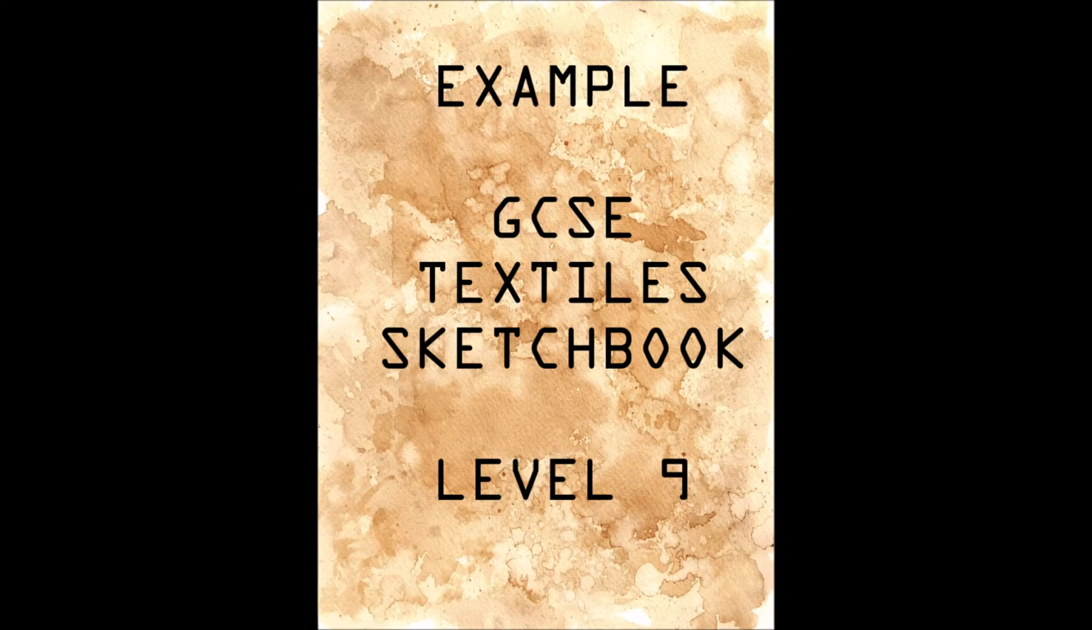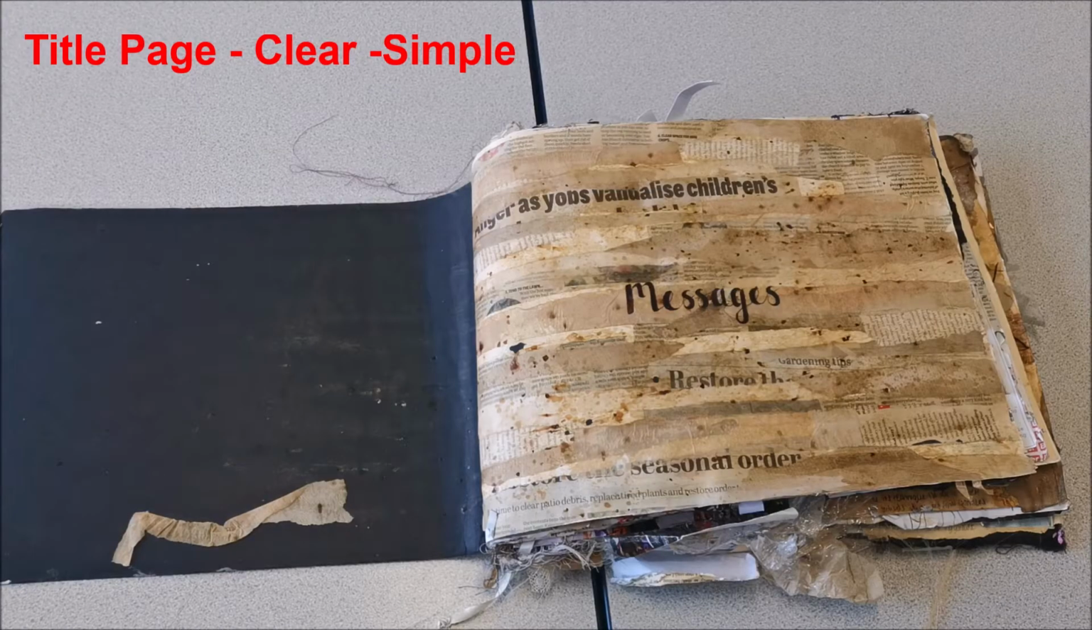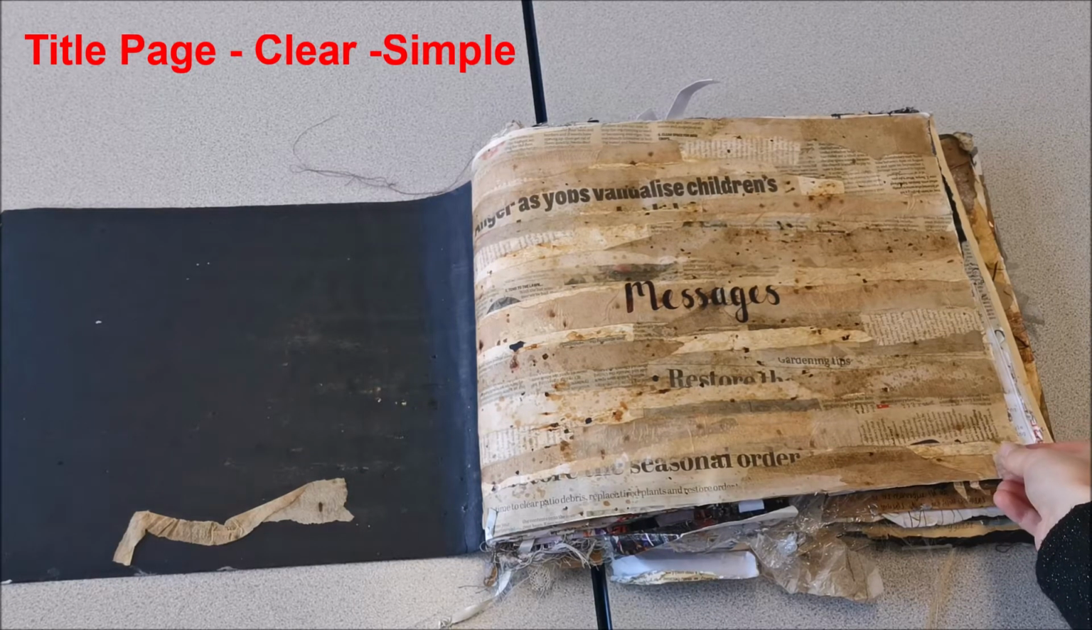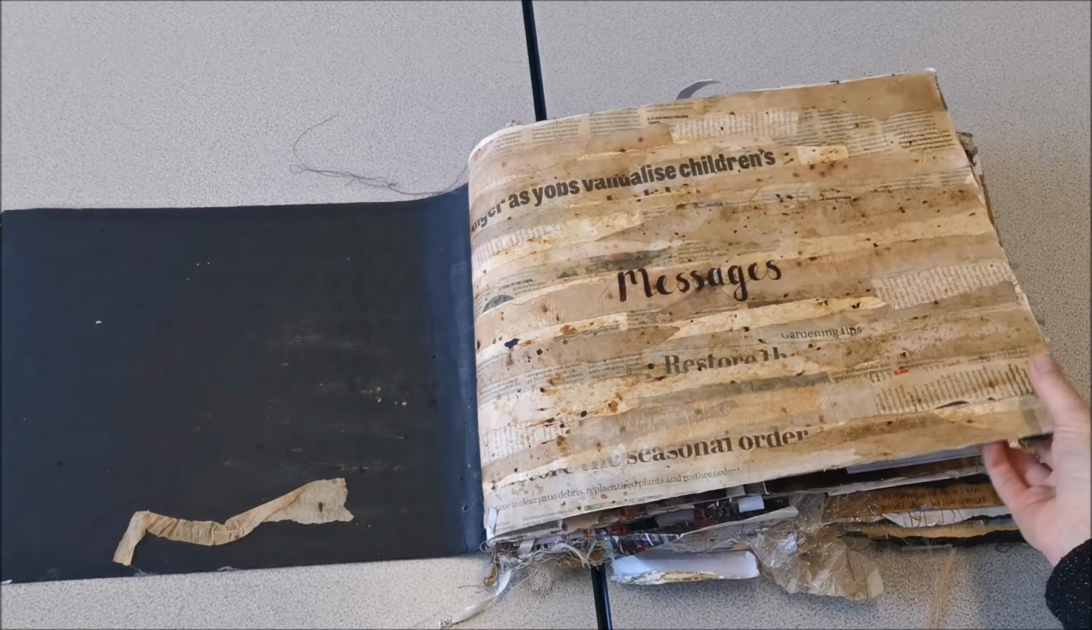Hi everyone, so we thought it would be a good idea for you to have a variety of sketchbooks to look at so you can see how they're put together and how they link to each assessment criteria. So this is our level 9 textiles one. Okay, so the first page we have is the title page. A nice simple background and then the chosen brief in the middle.